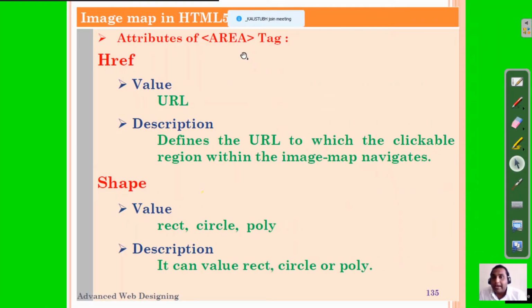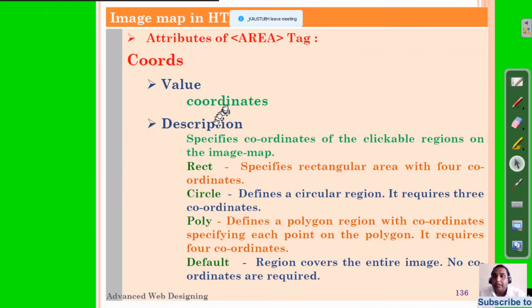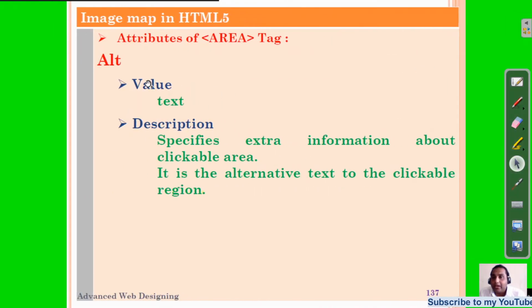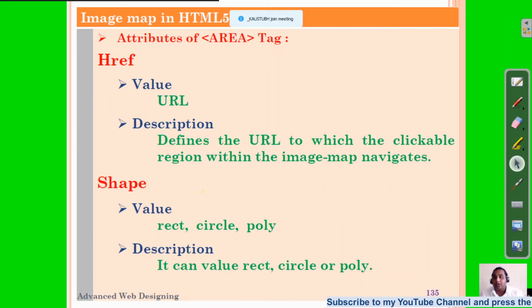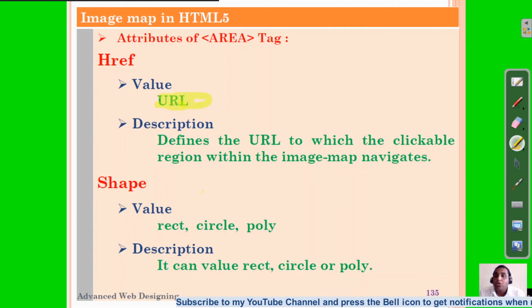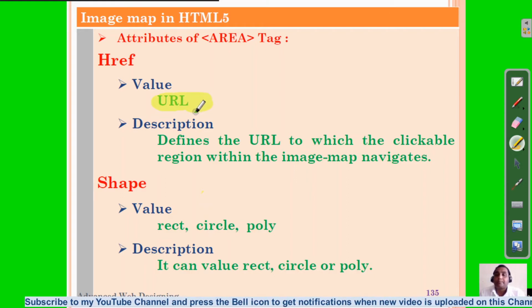Now, very important: attributes of the area tag. Href, shape, coordinates, and alt. Let us understand one by one. Href. With href, we specify the URL. When you click on the region, where it should go, which website or which web page should open.